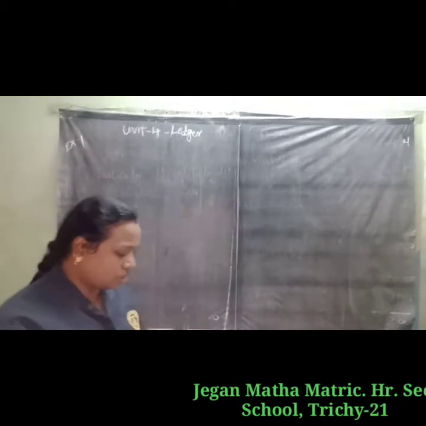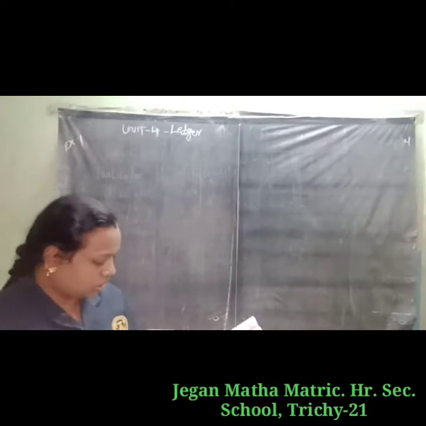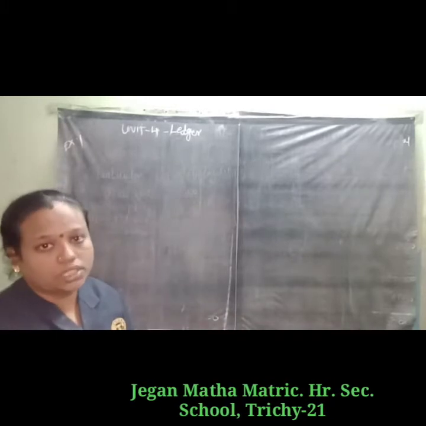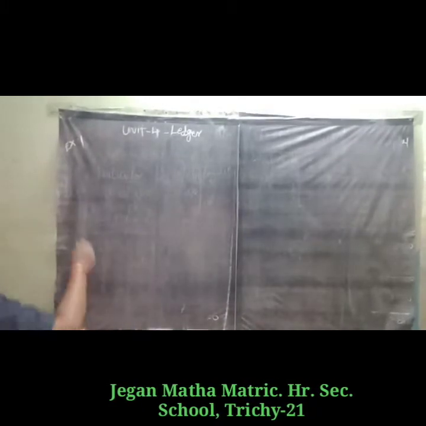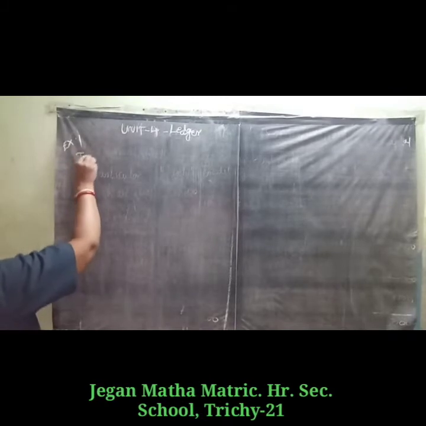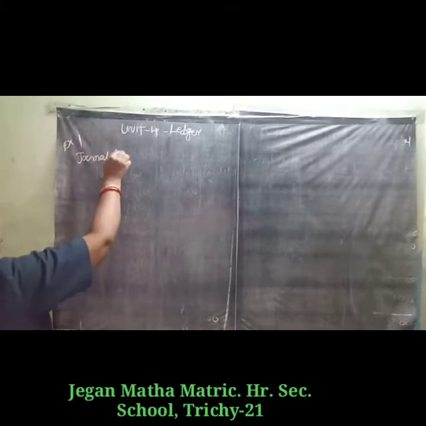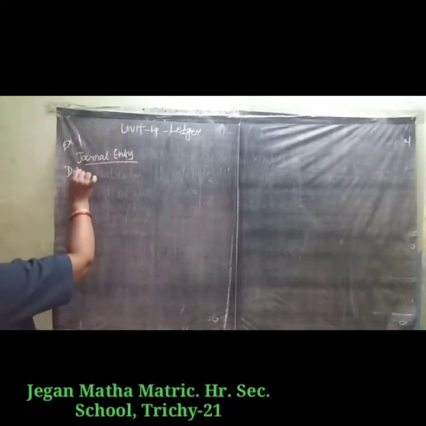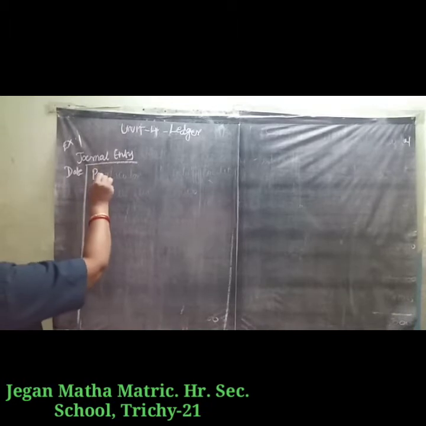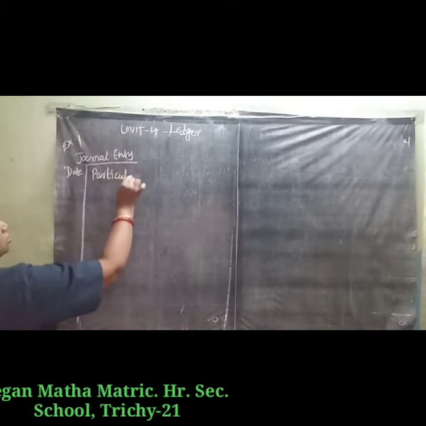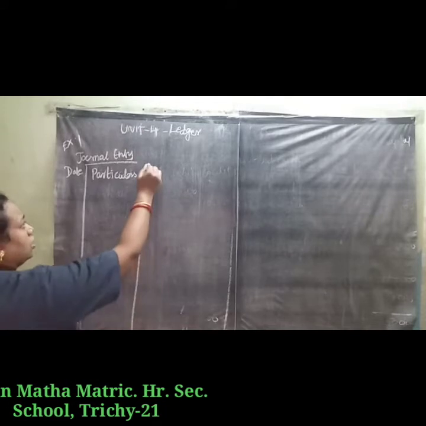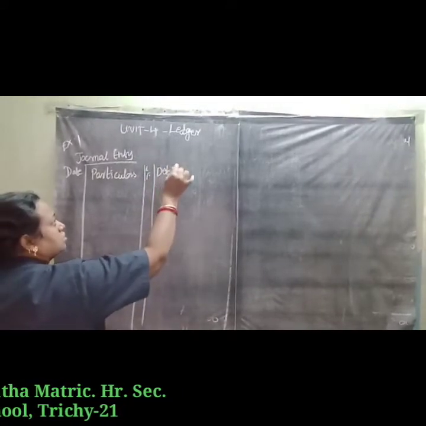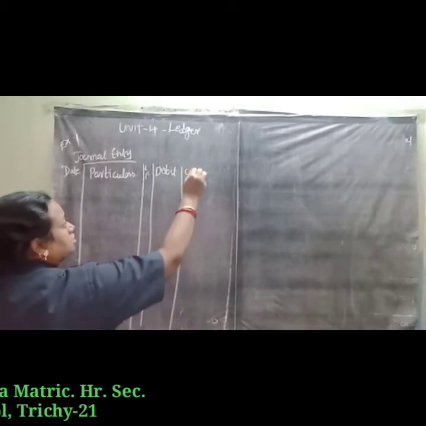Journalize the following transactions and post them to the ledger. The transactions are given. 2016 January 1, started business with the cash. So what is the entry? You all know the journal entry format: date, particulars, LF, debit and credit.